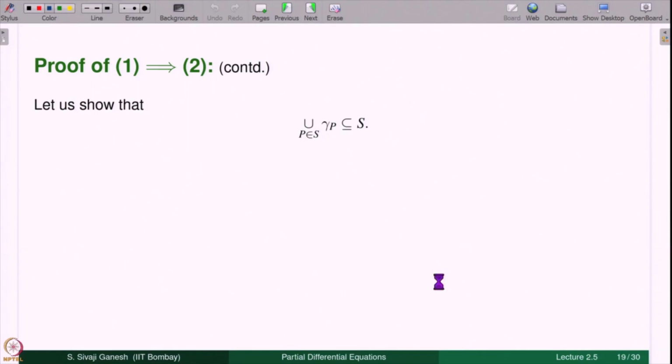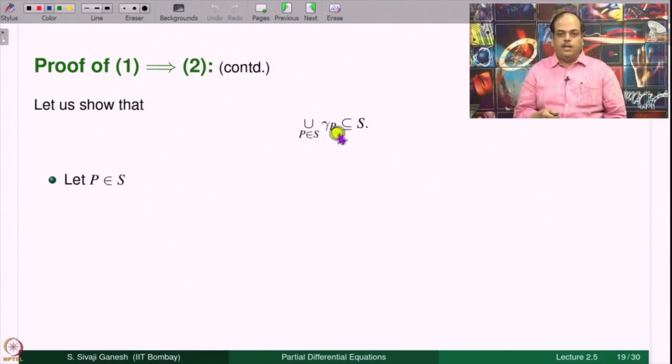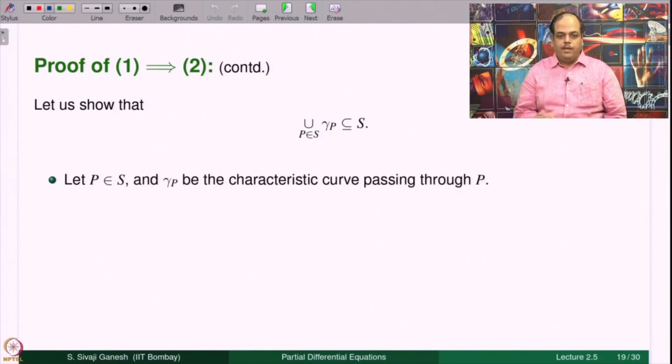So, we want to show this. How do we show this? Take somebody on the LHS. What does somebody on the LHS look like? It looks like a gamma p for some p in S. So, let p belong to S, and take gamma p. What is gamma p? It is the characteristic curve passing through p. Now, we want to show that gamma p is contained in S. What is S? S is given by the third coordinate z equal to u of the first two coordinates x and y, u(x,y). So, we have to show that.